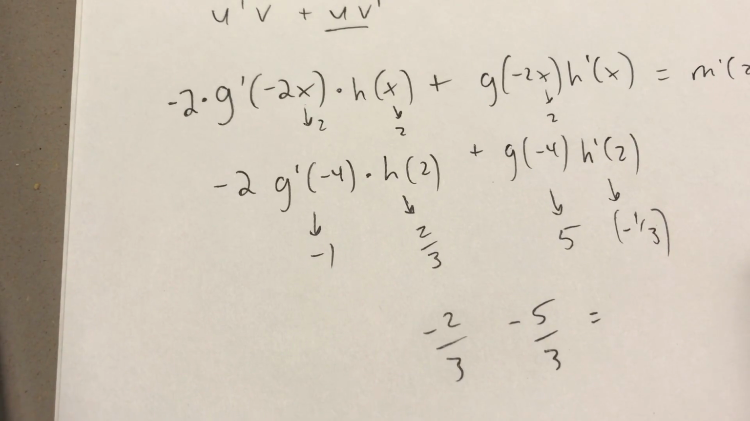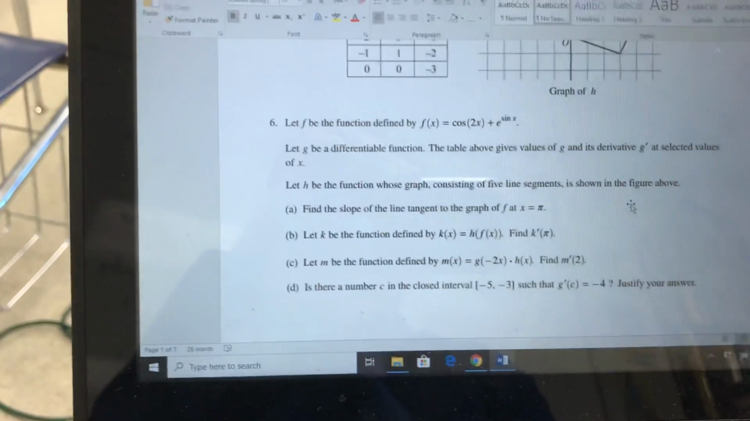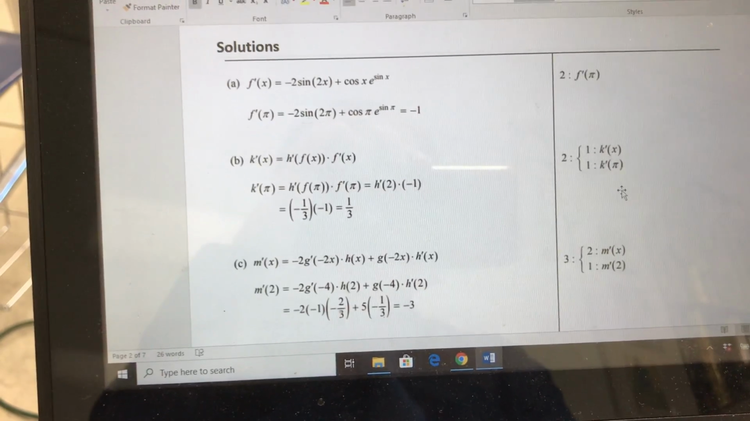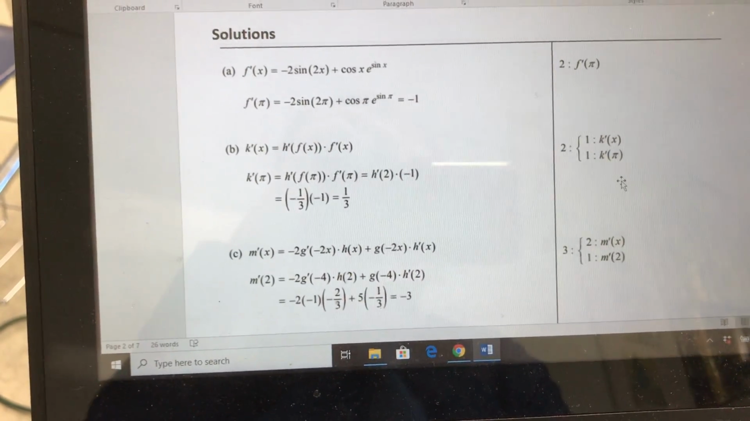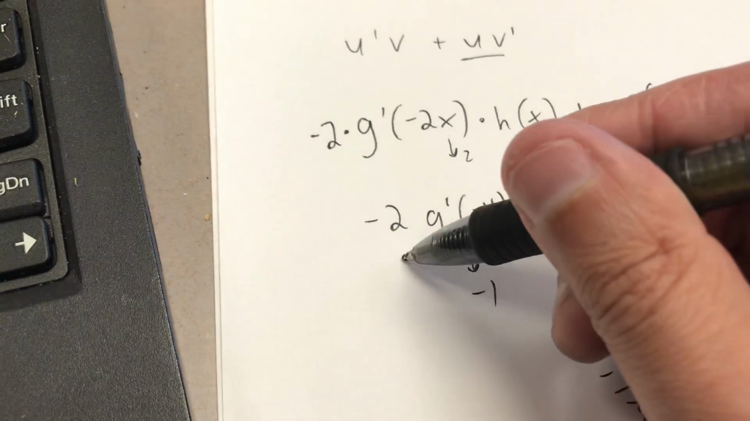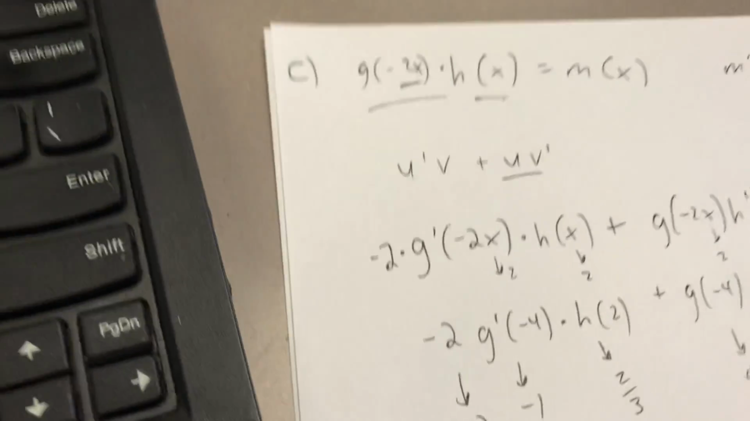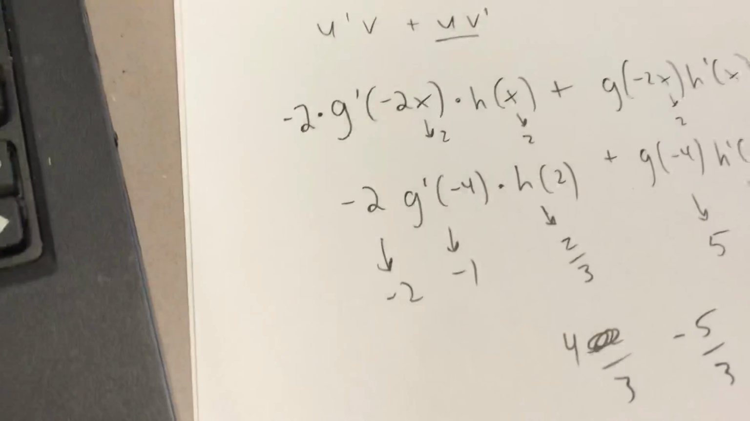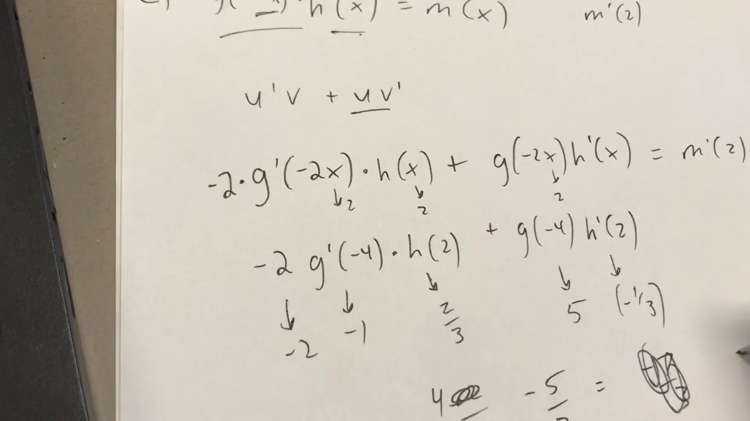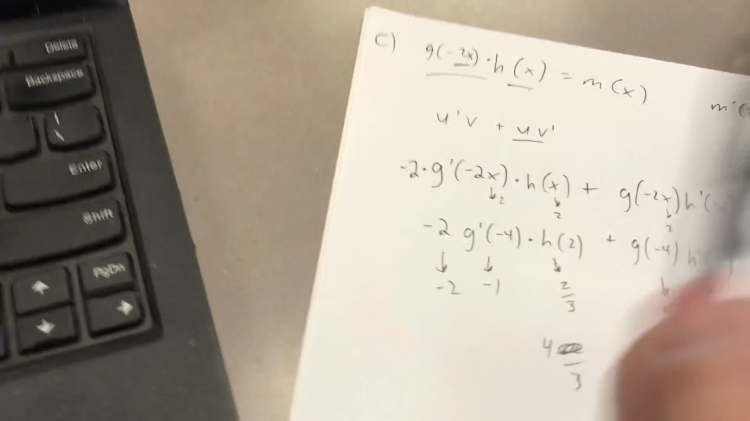And let's see, if I did everything right there, I get negative 7/3, which does not sound like what I remember the answer being. Let's take a look there. Nope, that's not what the answer is. Let's see. Well, here's one thing. I forgot the negative 2 here. So it's negative 2 times negative 1 is 2. 2 times 2/3 is 4/3. Sorry about that. So 4/3 minus 5/3 should be equal to negative 1/3. Yeah, be careful there. Don't lose that constant of 2 out there in front.